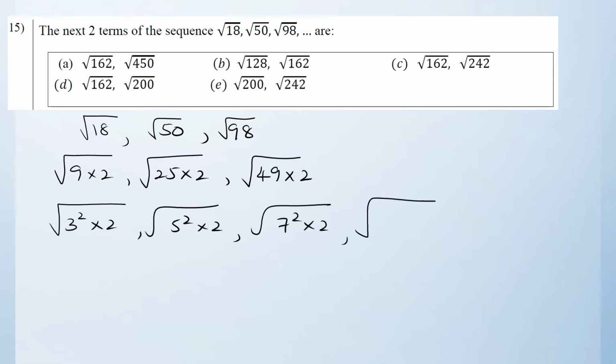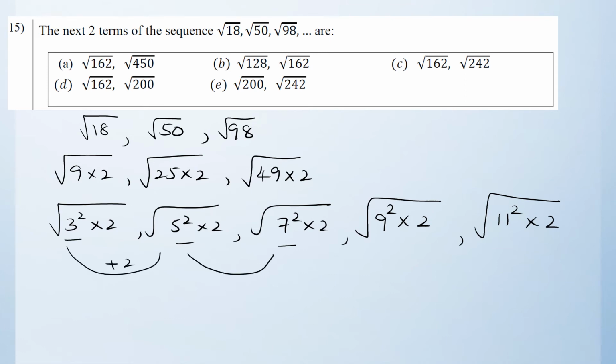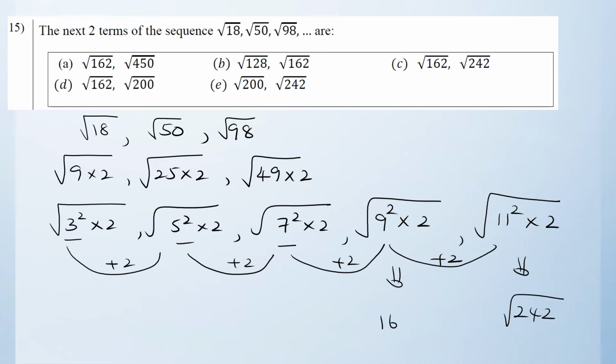Then easily we can see the pattern for the next two terms. Here 3 squared, 5 squared, 7 squared, next one 9 squared into 2, and next one will be 11 squared into 2. 3 plus 2, here 5 plus 2, 7 plus 2, 9 plus 2. So we have to simplify these two. Here we have 242 square root and here we have 162 square root. So the answer is C only.